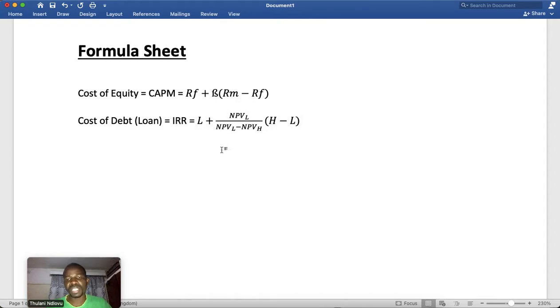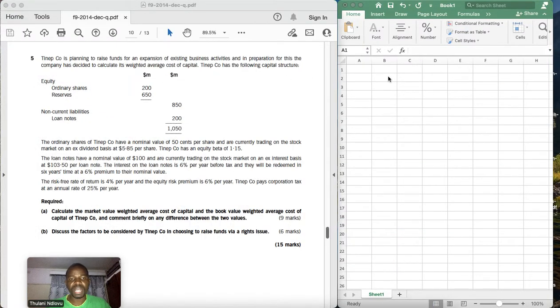And the IRR formula is the lower discount rate plus the NPV at the lower discount rate divided by the NPV at the lower discount rate minus the NPV at the higher discount rate, all multiplied by the higher rate minus the lower rate. Now let's do the calculations. We have to be methodical in how we approach the calculation of WACC. The recommended approach is to first calculate the costs of capital. Let's do that.